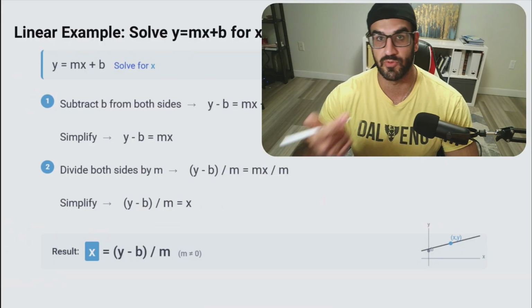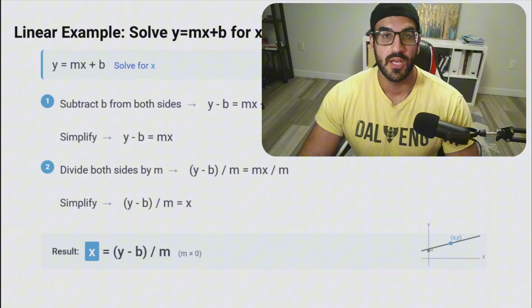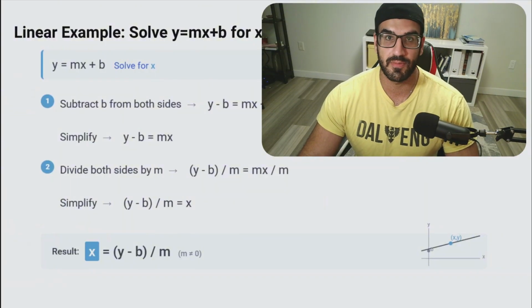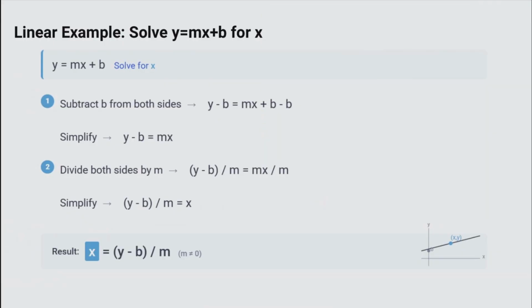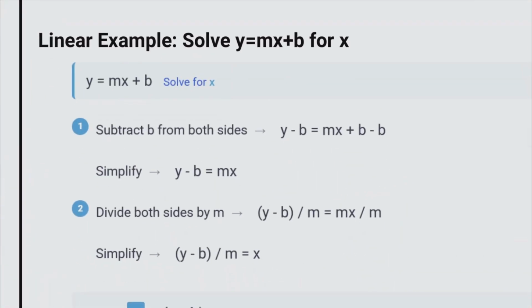So at this point, we do have them as letters, but most of the time they are known. If you put any number in x, you can find a y, doesn't matter how big or how small. So y equals mx plus b, and I'm going to solve it for x itself. It means that I have to find a way to make x by itself.